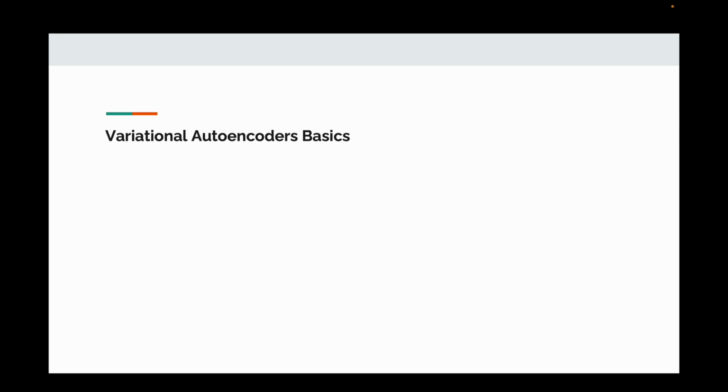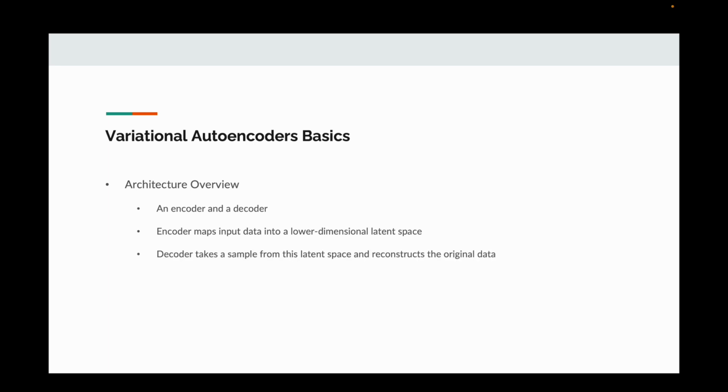Here's a breakdown of their key concepts. First, architecture overview. VAEs consist of two main parts, an encoder and a decoder. The encoder maps input data, for example an image, into a lower dimensional latent space, which represents the data's compressed version. The decoder takes a sample from this latent space and reconstructs the original data, aiming to closely match the input.